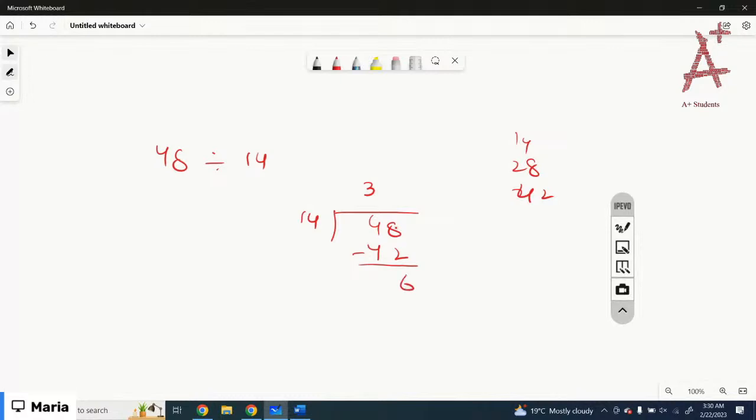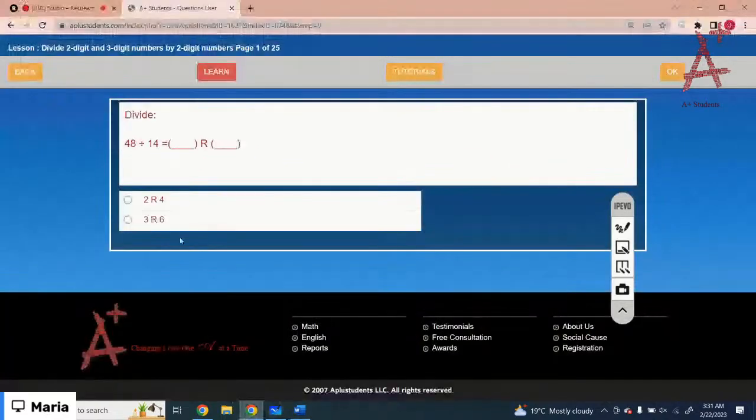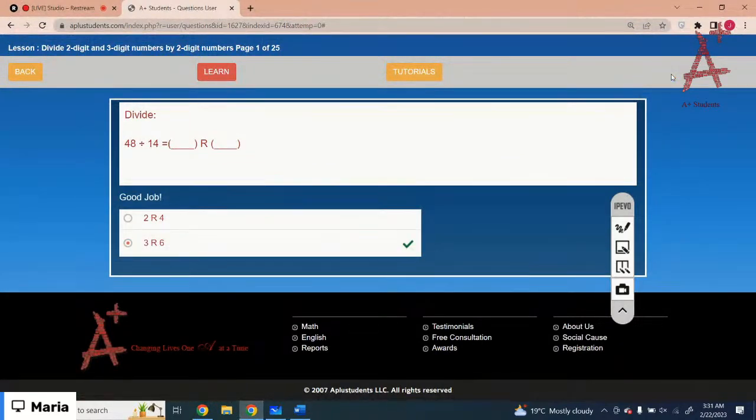8 take away 2 is 6, and 4 take away 4 is 0. That means you have 3 as the quotient and 6 is the remainder. Got it? So the correct option is 3 and the remainder is 6. So the correct option is 3R6. The value that is written right after the R is the remainder, and the one before it is the quotient. So it would be 3 remainder 6.